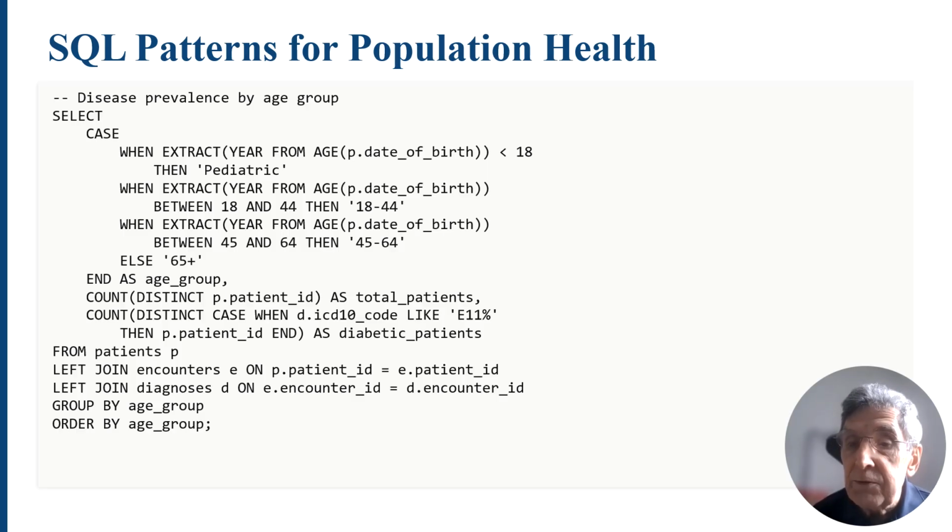Now, notice the left joins. We use the left join from patients to encounters and from encounters to diagnosis because we want to count all patients, including those who may or may not have encounters or diagnoses. Now, if we had used an inner join, patients without encounters would be excluded from the total count, which would skew our prevalence calculations.